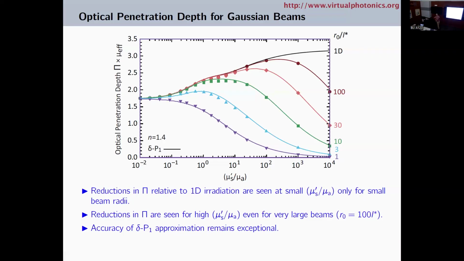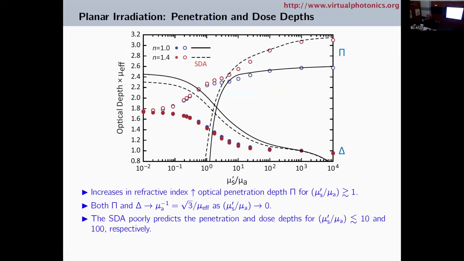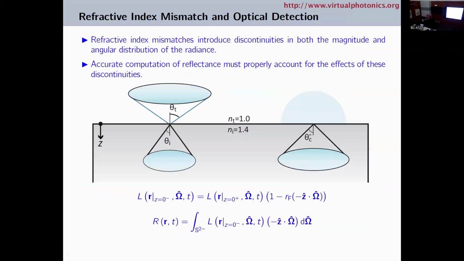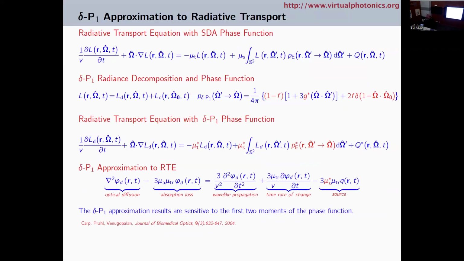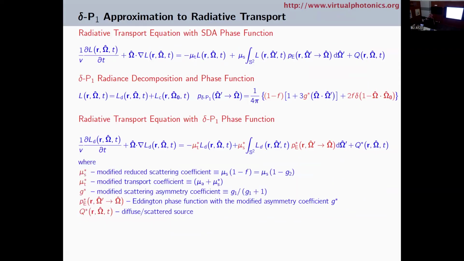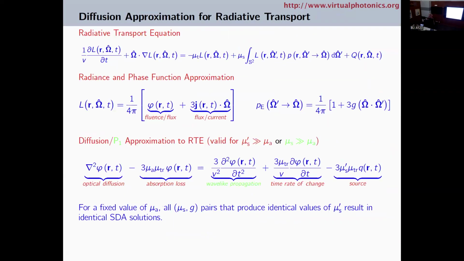In the delta P1 approximation derivation, I was wondering, could you go back to the F and delta parameters? Yes. Let me see how best to describe this. It's been a little while since I've looked through the details of this. Essentially, I think it's best to look at the SDA first.